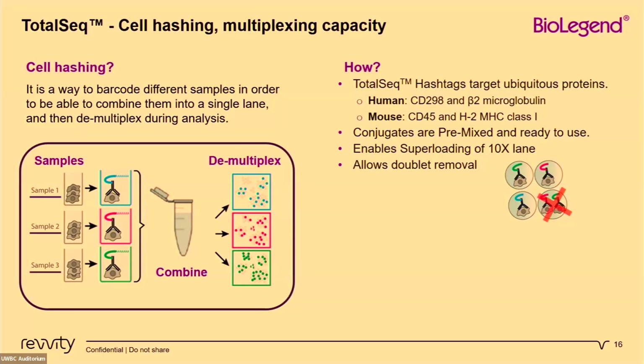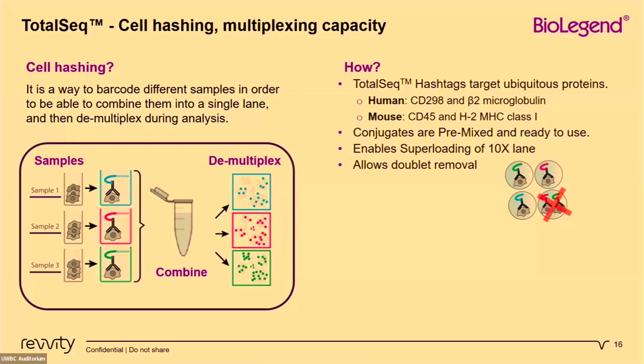How do we accomplish this? So our TotalSeq hashtags target ubiquitous proteins. In human, they're CD298 and beta-2 microglobulin, and in mouse, they're CD45 and H2 MHC class 1. Important for mouse, if you're working with a strain of mouse that maybe has a different MHC class 1 gene, make sure you determine whether the clone that we're using in here will work. Because it is both CD45 and H2 MHC class 1, if you don't have coverage of both, they still have the other one, so you can still get decent labeling. It still should cover most of them, although we're then relying on CD45, so lymphoid-like cells.